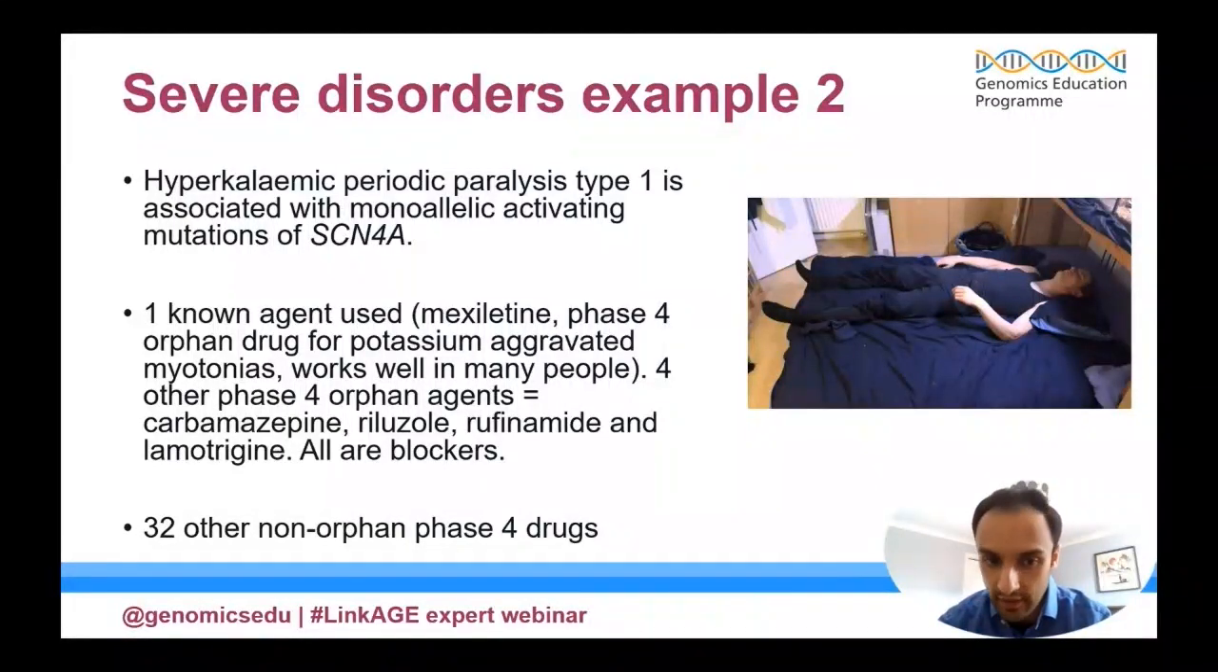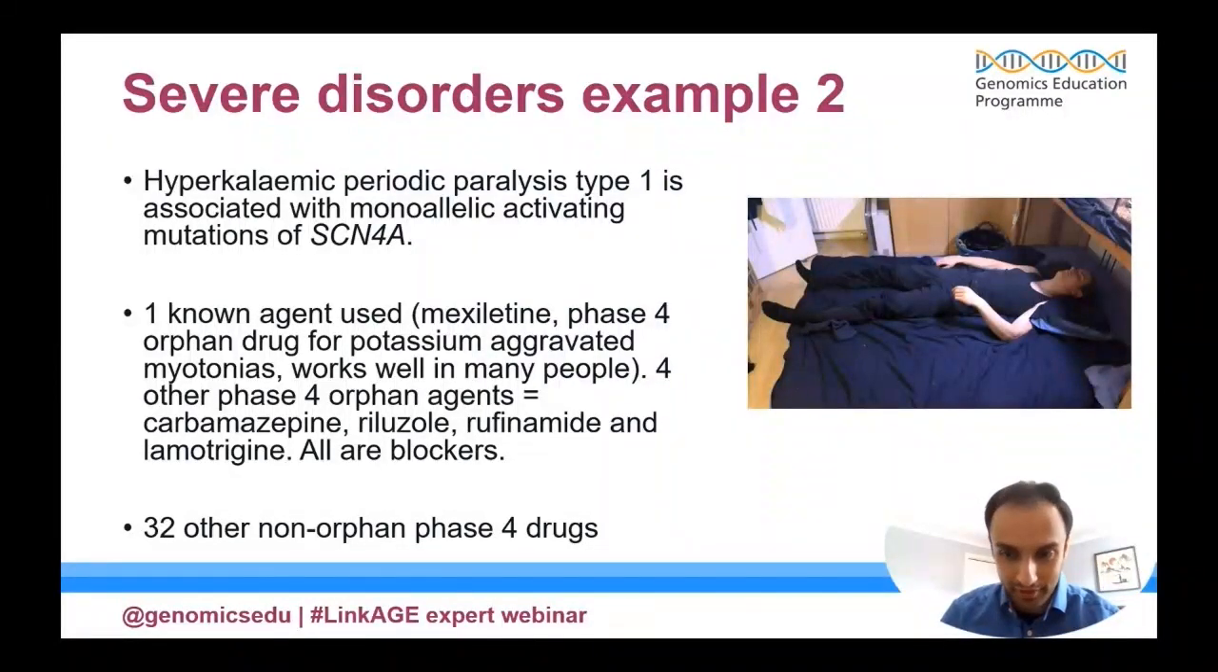There are also four other phase four orphan agents that could be used in situations where mexiletine doesn't work. These include well-known anti-epileptic agents such as carbamazepine, and also other drugs such as riluzole, rufinamide, and lamotrigine, a well-known mood stabilizer. And all of these are blockers. There are also 32 other non-orphan phase four drugs that could be investigated further down the line if these were not likely to work.